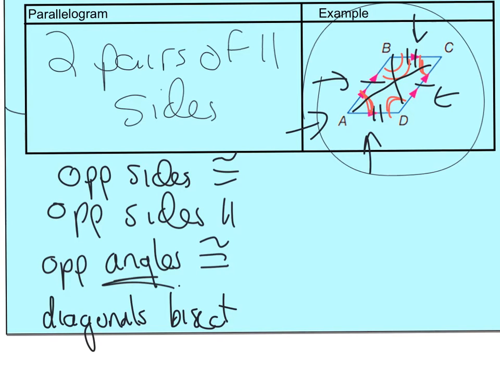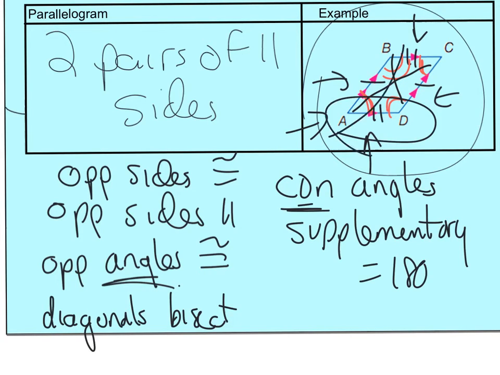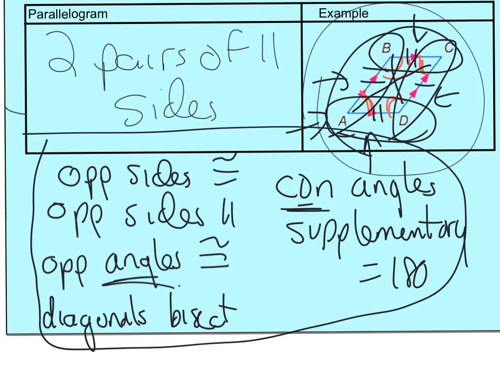And finally, the last piece of the puzzle is that consecutive angles are supplementary. Supplementary, remember, equals 180. Consecutive angles basically means the next one. So like A and D, A and B, C and D, B and C. All those would be considered consecutive angles. All right, so these are kind of the high points. Let's break this one by one.